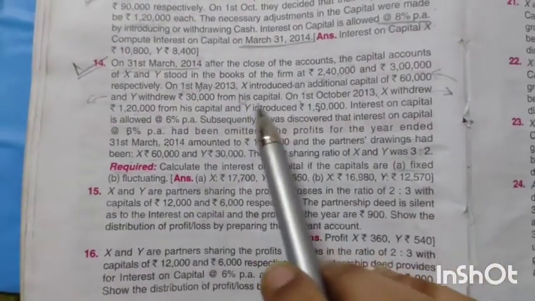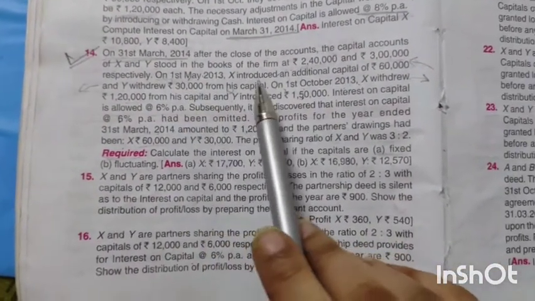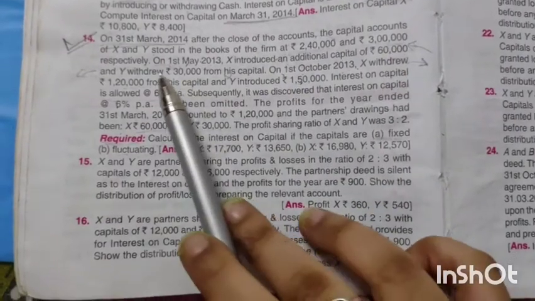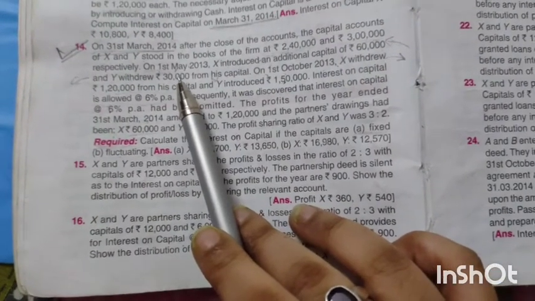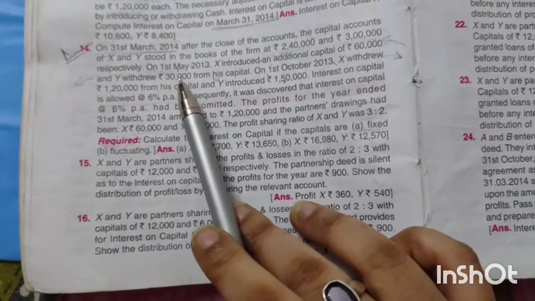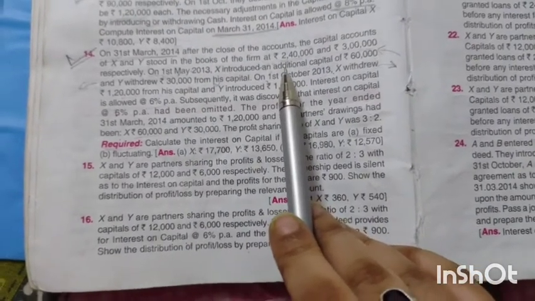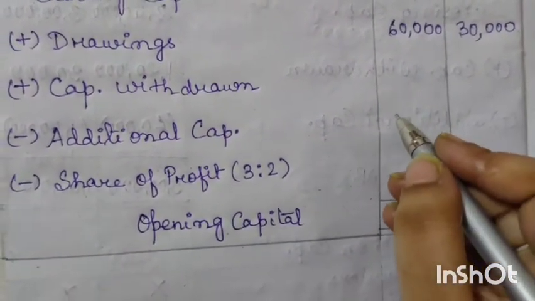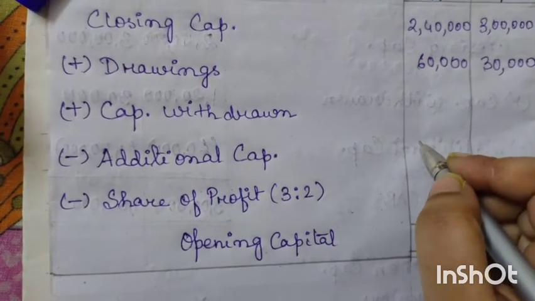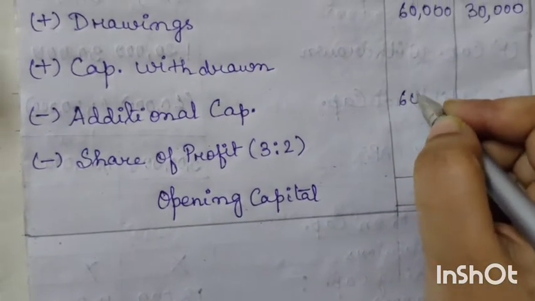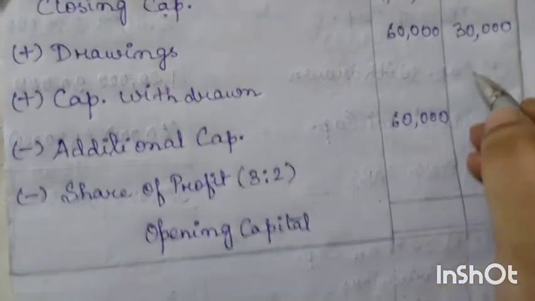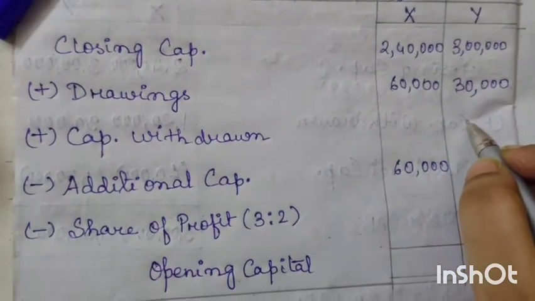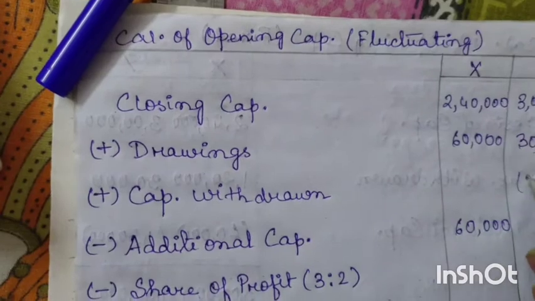Capital withdrawn we know in both the cases. So on 1st May X introduced an additional capital of 60,000 and Y withdrew 30,000. So capital withdrawn for Y is 30,000 and additional capital is 60,000. So we will write accordingly. So here in additional capital for X we will write 60,000 and for Y we can write here 30,000.